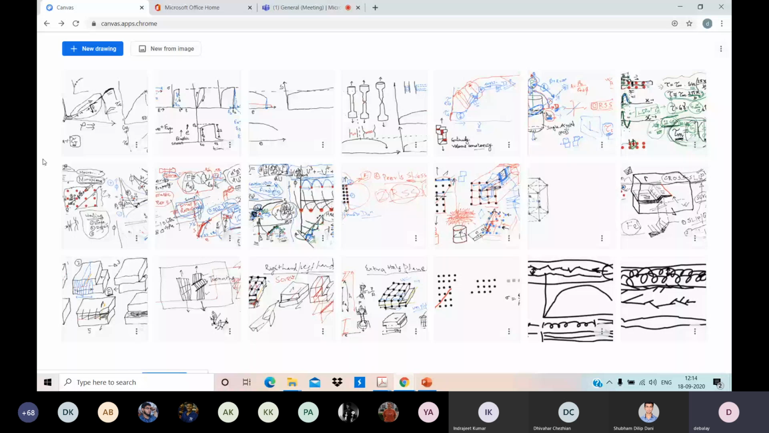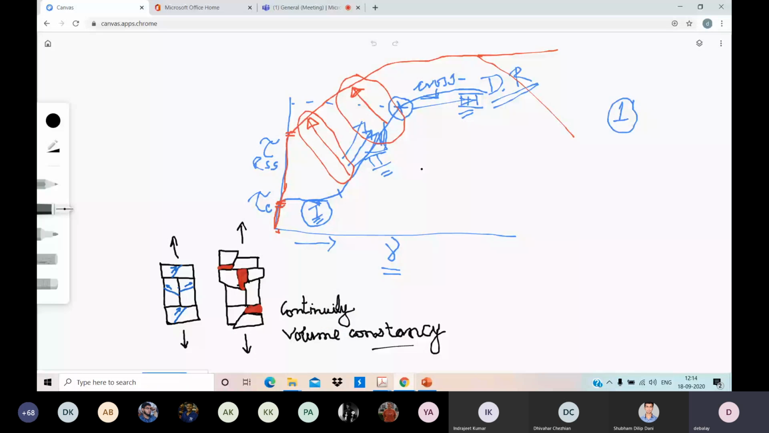So what is the difference between single crystal and polycrystal deformation? Can you see my canvas screen? Yes, sir. Single crystal curve in blue line, I am showing stage 1, stage 2, stage 3. Easy glide, linear hardening, dynamic recovery. Polycrystal curve I am showing in red line. You see, it is much above. The hardening rate is much above.